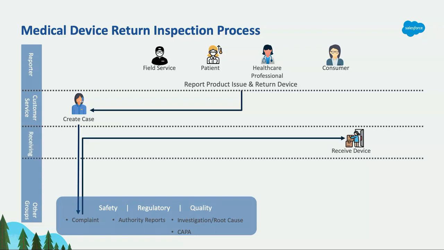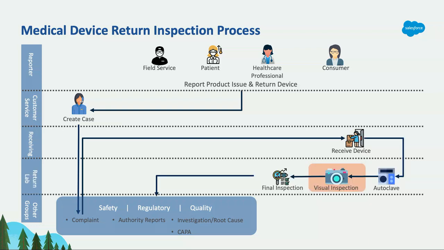And so basically we would be waiting for the device to return, but once it was returned, we'd go ahead and receive it into the system. So you'd have basically a case, a complaint lodged against that particular device. It could be multiple devices. In this case, it could be 1 or 2 or 3, depending on what happened during the surgery. And once that device is received, it goes through a process of being sterilized or autoclaved. And then we would start the visual inspection.